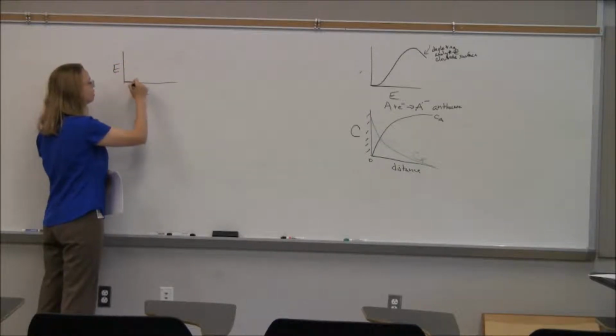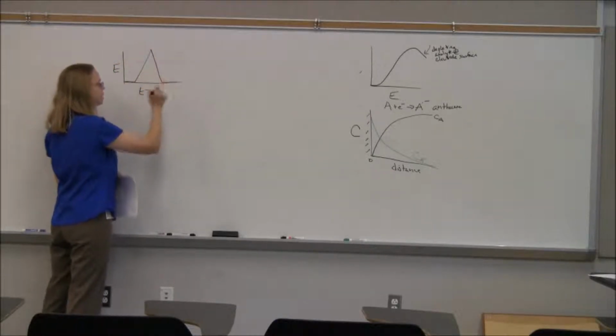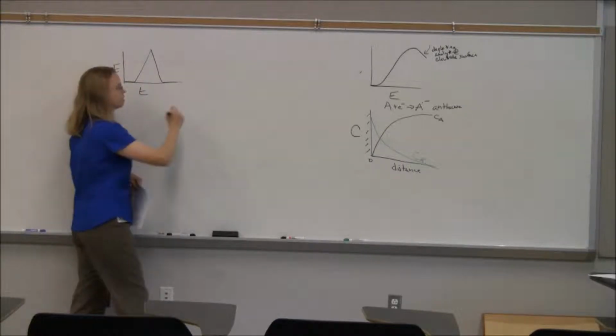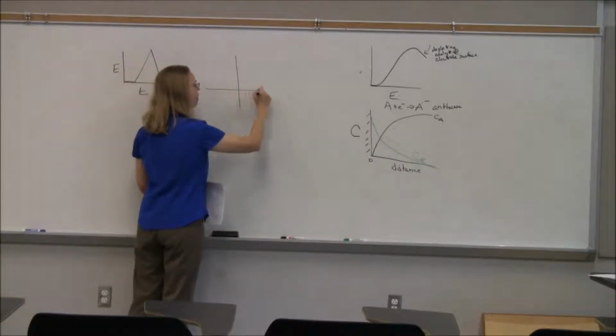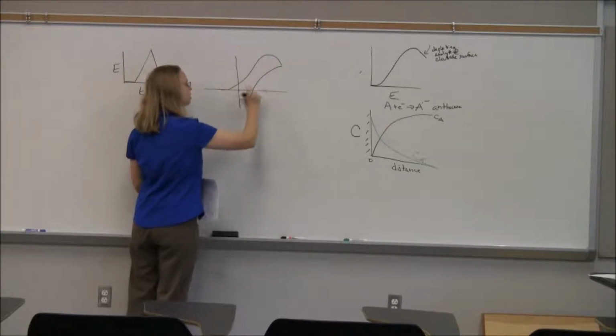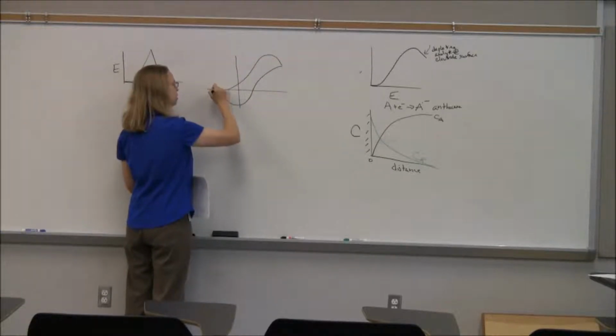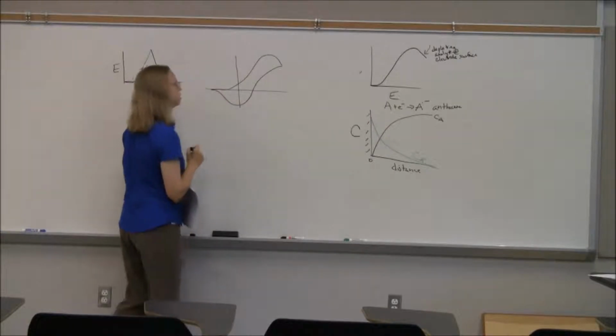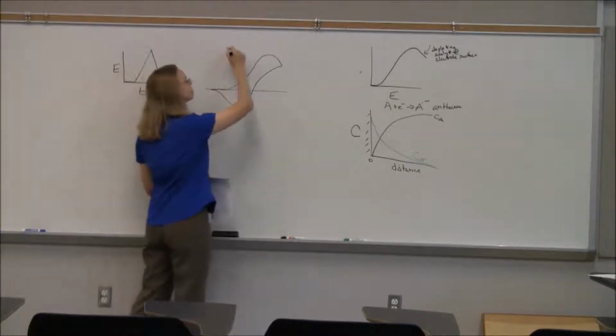Right, so now we go up, and then we'll come back down. Something like that. And if we do that, we'll get a cyclic voltammogram. Oh, this is awful. It's not my best.